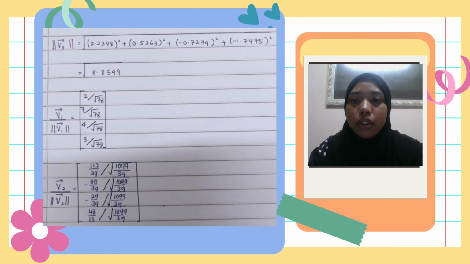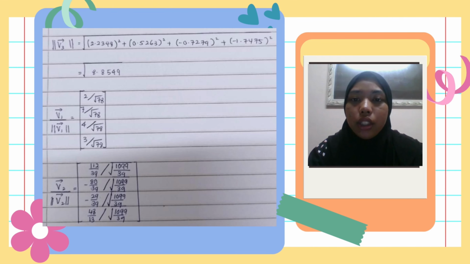Next, for the last step to find V3, we still use the same step, and the answer we get is square root of 8.8549. But we do not stop only here, we continue like we can see here.